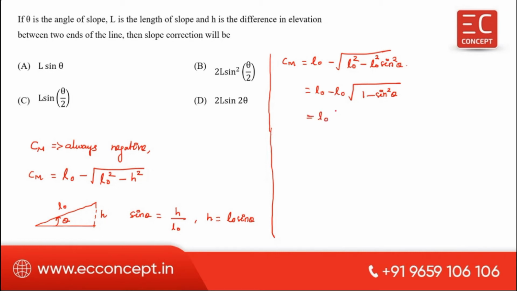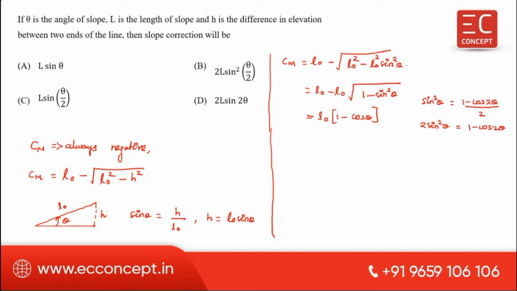This is L naught times 1 minus cos theta, since root of cos square theta is cos theta. Yes or no? Now, 1 minus cos theta. We know that sine square theta is equal to 1 minus cos 2 theta divided by 2. Now what can we do? 2 sine square theta is equal to 1 minus cos 2 theta.